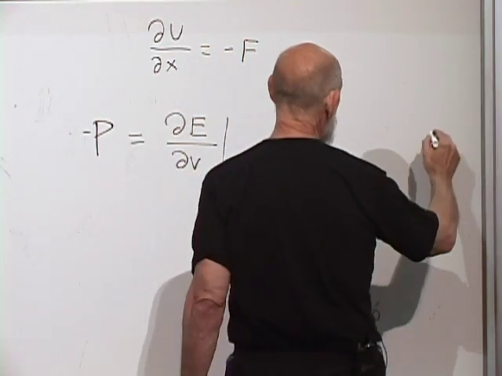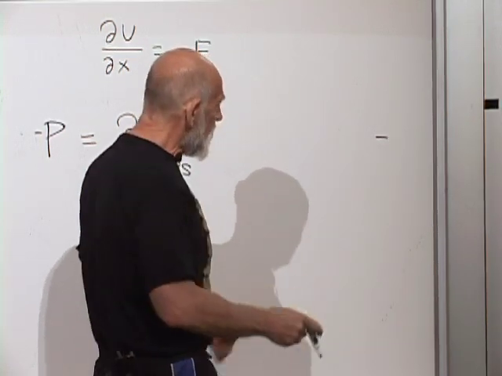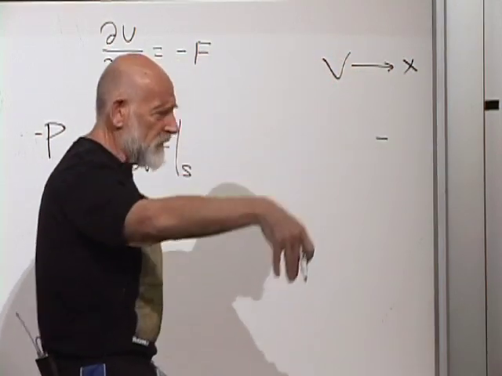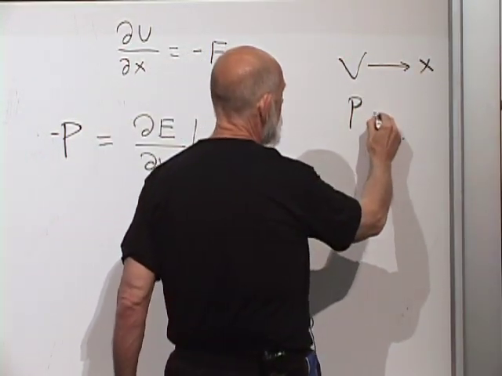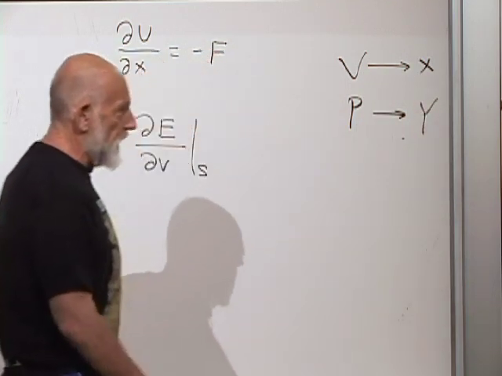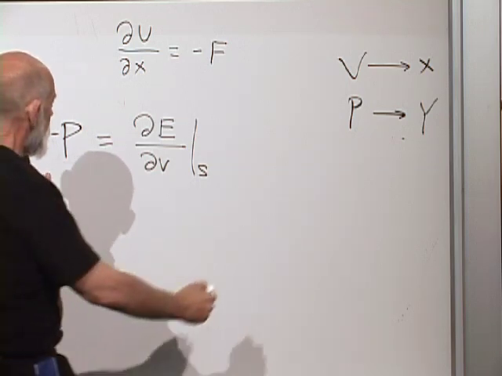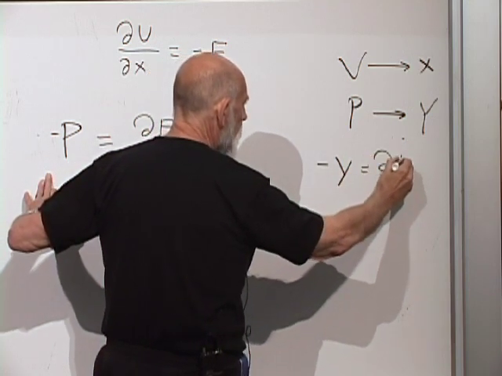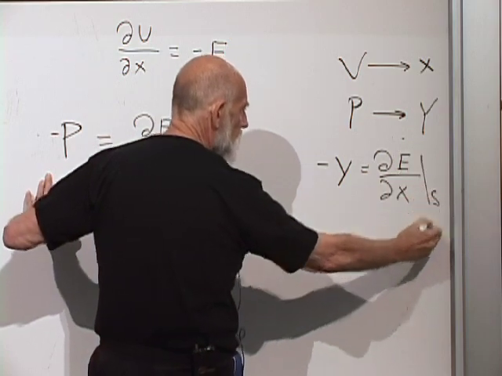Instead of volume, we could introduce a control parameter x. Volume, replace it by x, whatever x is, magnetic field or anything else. Instead of pressure, let's define the variable y that goes with x. The definition of y is simply minus y is equal to the derivative of energy with respect to x, whatever x is, at constant entropy.